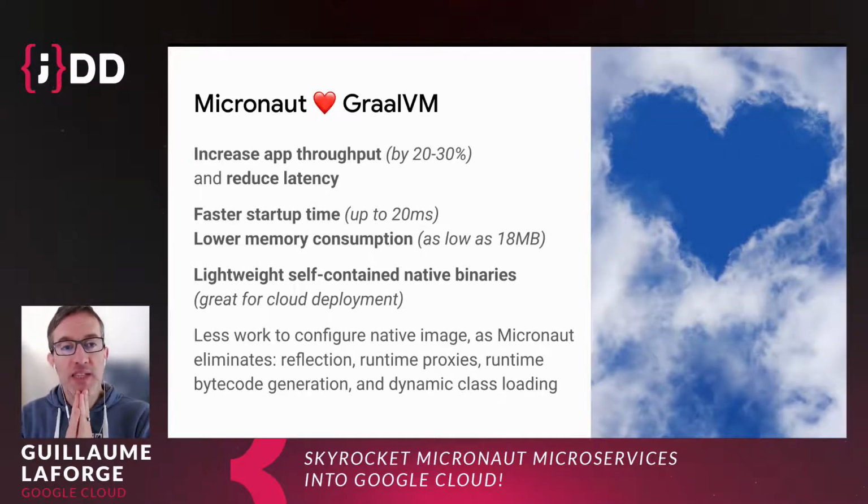The other thing I like to highlight is the Micronaut and GraalVM love story, because Micronaut eliminates as much as possible of reflection, runtime proxies, bytecode generation, dynamic class loading, etc. It's also much easier to actually generate GraalVM native images, because what's complicated with GraalVM and creating native images is that if you rely on reflection, you've got quite a bit of work to properly configure GraalVM, to instruct GraalVM to say, okay, I'm going to need access to this class via reflection, etc. But once you've got a native image, your Micronaut application or microservice will see an increased app throughput by 20 or 30%, reduced latency as well in terms of faster startup time.